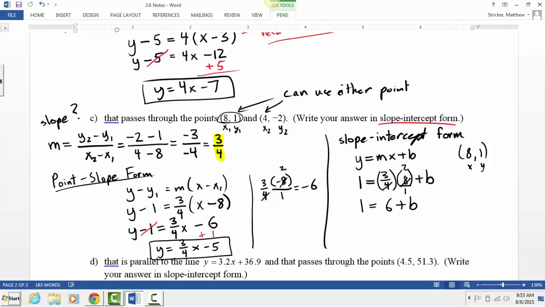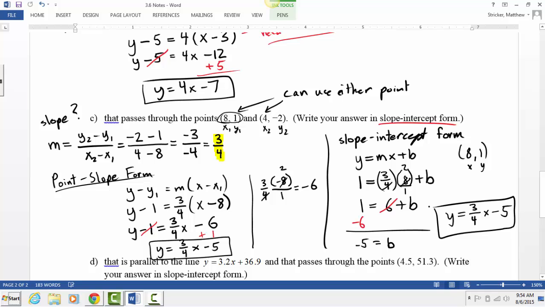And if I move that 6 to the other side, it becomes a negative 6. And that tells us that b is equal to negative 5. So we then have our equation. We have y equals 3/4 x plus b, but b is negative 5. Notice we got the same answer we got the first way.